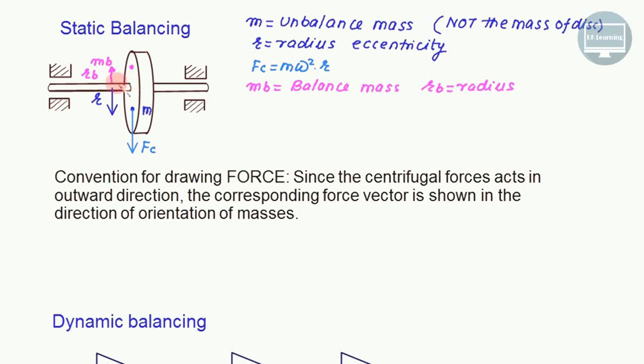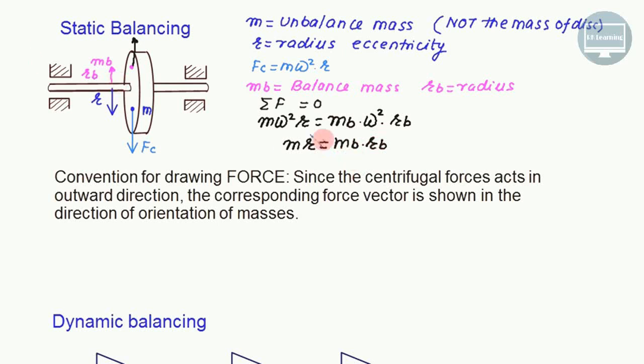Now since we are in one plane only, there is no question of a couple being produced. So the only condition to be met is sigma Fy must equal 0, or the summation of all forces must equal 0, in general. So we have this force, and this force will go exactly opposite of this one. So we have m multiplied by omega square multiplied by r equals mb multiplied by omega square multiplied by rb. So the only necessary condition is that we should have the product m multiplied by r equal to mb multiplied by rb.